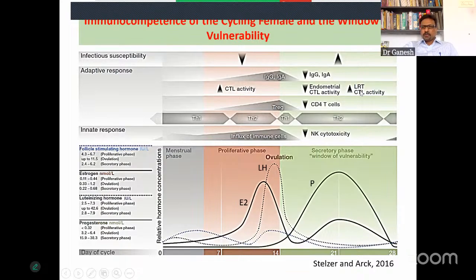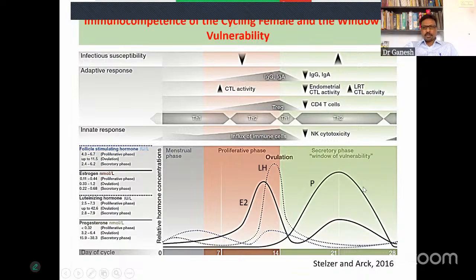However, in the lower reproductive tract, the T cytotoxic cells activity still remains higher in order to prevent any pathogenic entries. But in general, during the secretory phase, there is a decreased immune response. This is because of the increased progesterone as well as the estradiol hormone level. But this is like a cycle. This will be continuous.